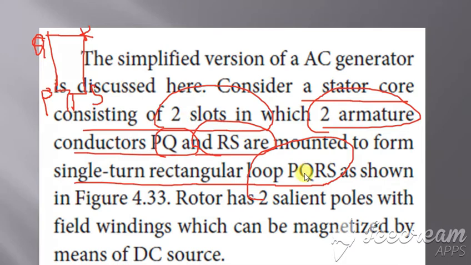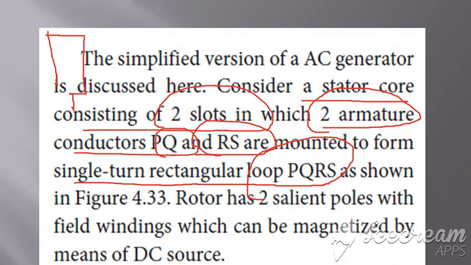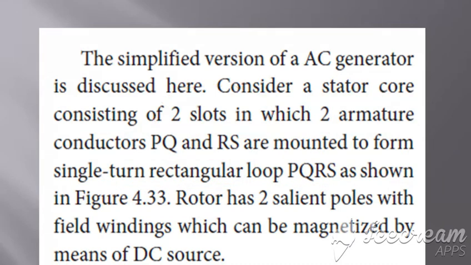So this is a single loop which has been formed, and there is a rotor, and in the rotor there are two poles, which can be magnetized by using a DC source. Clear with this? So an alternator, that is a generator, has a stator and a rotor. We have already seen this. In the stator there are two slots. In those two slots, two conductors are placed, forming a rectangular loop, that is PQRS. Similarly, in the rotor there are two poles which are magnetized by using the DC source. Clear?